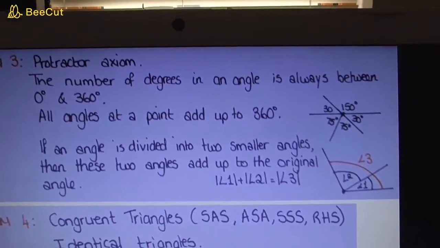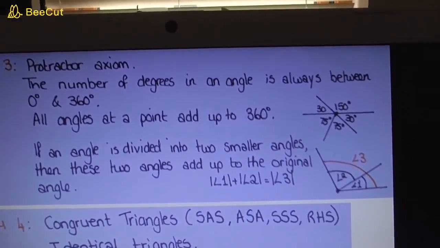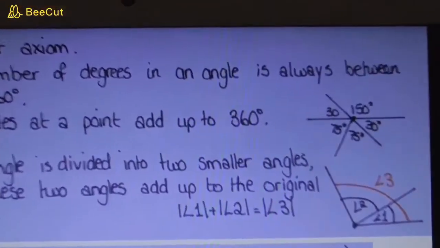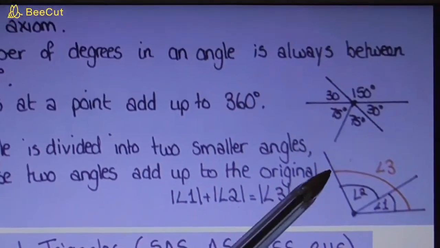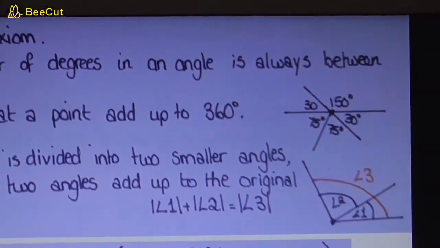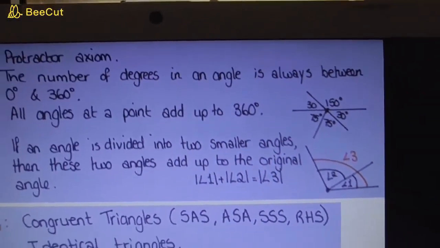If an angle is divided into 2 smaller angles, then these 2 angles would add up to be the original angle. So again, down here, if you add angle 1 and angle 2, you would get angle 3. Again, we know these things, they're pretty obvious.